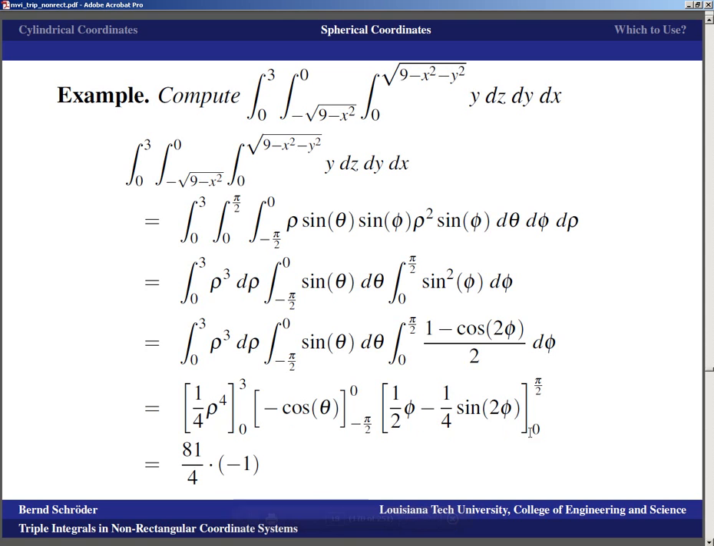And then here we have that at 0, phi as well as sine 2 phi are equal to 0. And at pi over 2, we have that this is pi over 4, and sine 2 times pi over 2 is sine pi, which is 0. So we end up just with pi over 4 here. So that ends up being minus 81 pi over 16. And that is indeed what it is. Now, the negative sign might make us feel kind of strange, but remember, we are integrating y over a domain that ranges over negative values. So this integral really ought to be negative, right?